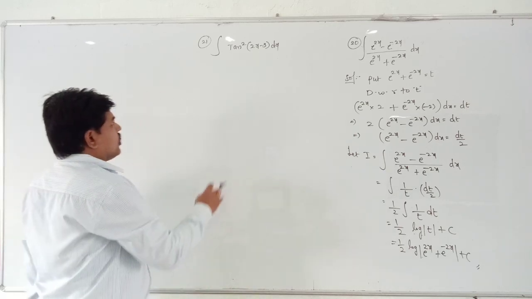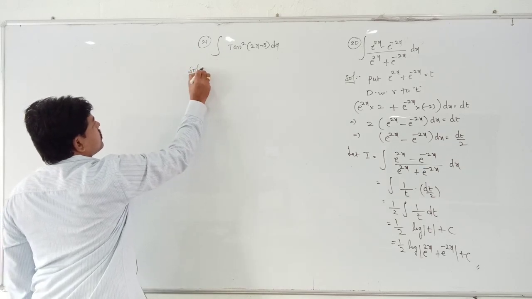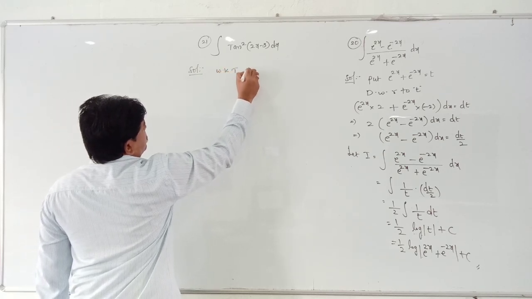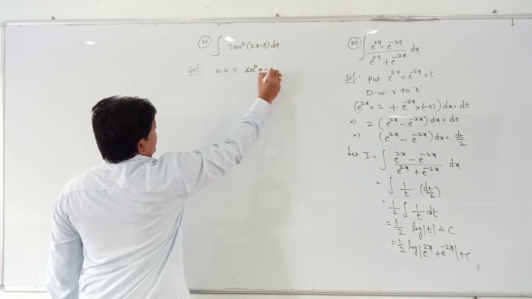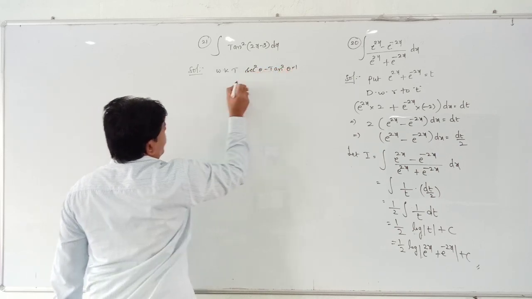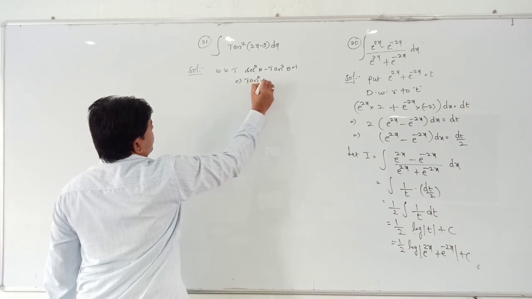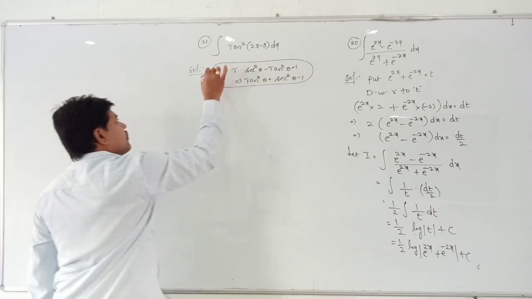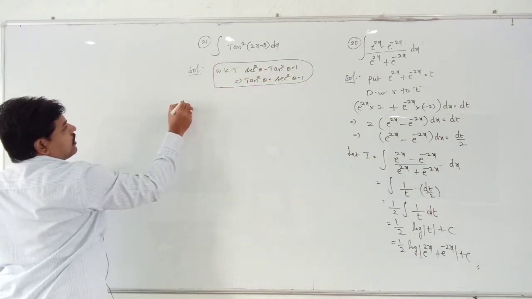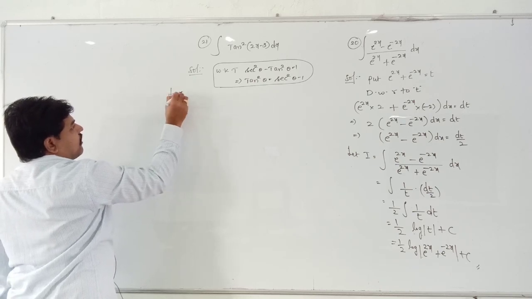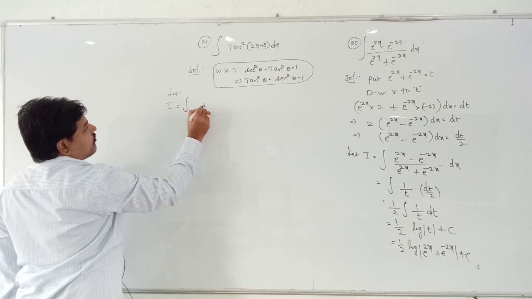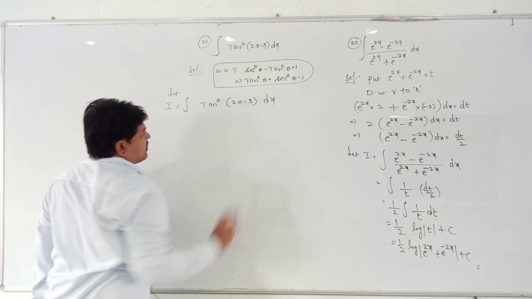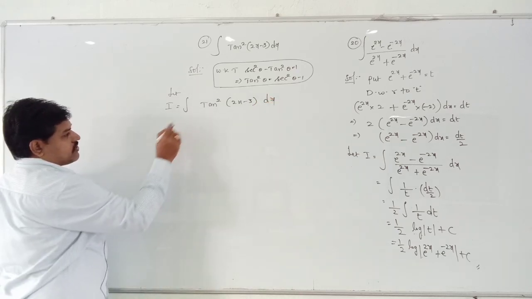What is the formula? Already we know that: secant square theta minus tan square theta is equal to 1. That implies tan square theta can be written as secant square theta minus 1. We will use this formula in this problem. First, take the given problem as I. I is equal to the integral of tan square (2x minus 3) into dx.